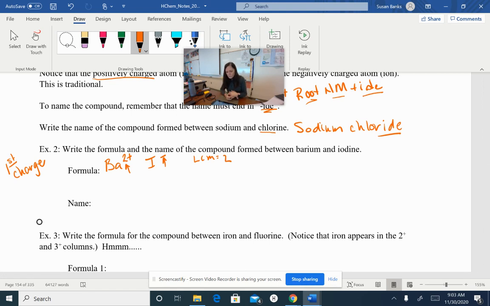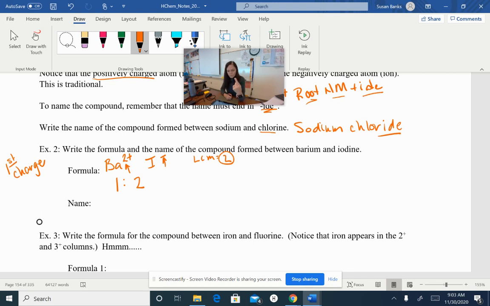Okay, so the next question is, how many positive 2s in the barium do I need to get a charge of positive 2? To get a charge of positive 2, I need 1 barium. How many negative 1s do I need to get to a charge of negative 2? Remember, because our least common multiple is 2, I need negative 2. How many iodines do I need? I need 2. Okay, so I'm going to need 1 barium and 2 iodides.